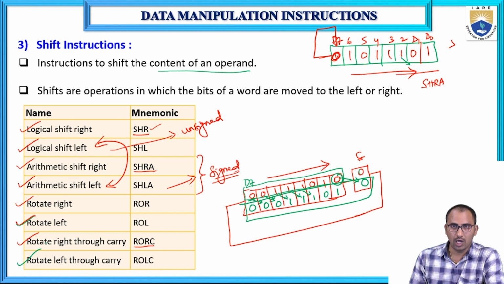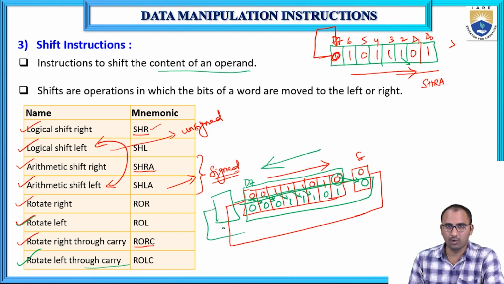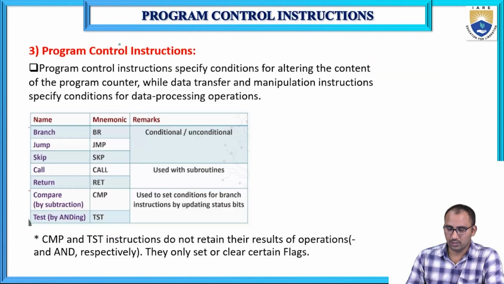Next one is rotate left through carry. Instead of rotating right, we are rotating the data to the left side, so the carry flag will be on this side. So this is rotate right through carry and rotate left through carry. These are the different shift instructions. In data manipulation, till now we have seen the arithmetic operations, logical and bit manipulation instructions, and also the shift instructions. Then we are moving to the third category, that is program control instructions.